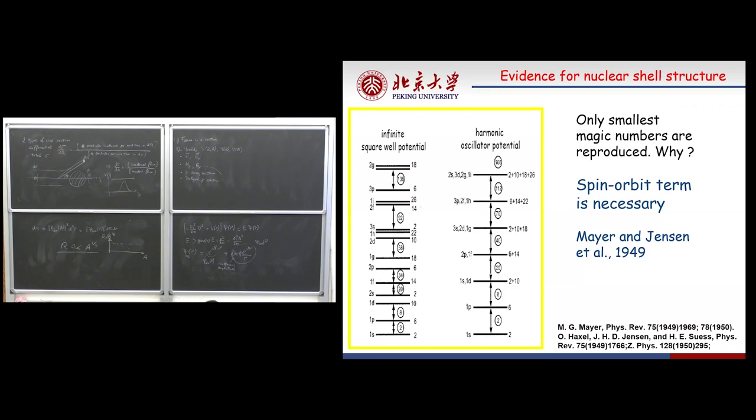The nuclear potentials we can solve analytically are either the harmonic oscillator potential or the square well, right? So this is how the potentials look. This is the so-called square well potential, and this is the harmonic oscillator potential. With these potentials, you could see immediately that we cannot understand the so-called magic numbers, right? So what can we do?